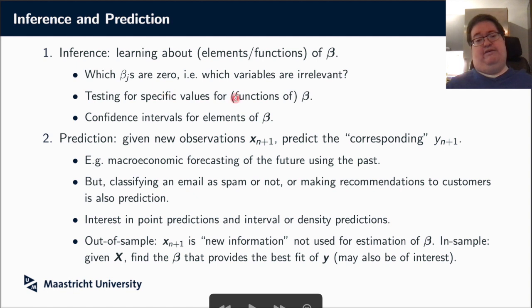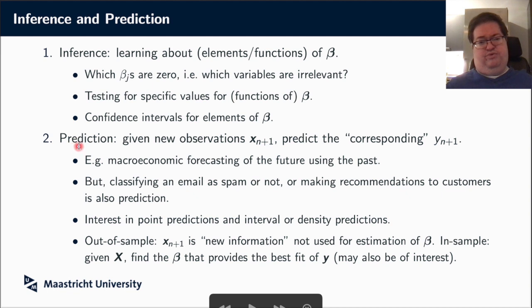Following up on that, we can test for particular values. So we do hypothesis tests on the betas. Of course we can test whether the elements are zero, so we're back in the first case, but there also might be other values that you might want to test for. We can also construct confidence intervals for elements of that. And of course, we could not look just at the elements themselves, but we could also look at certain functions of these elements.